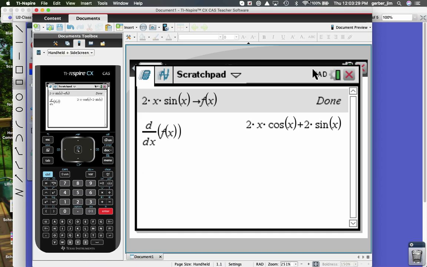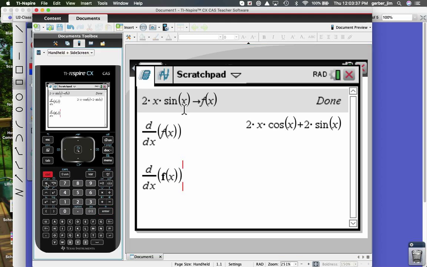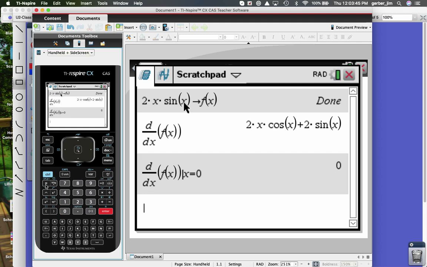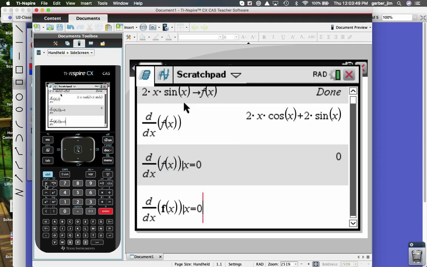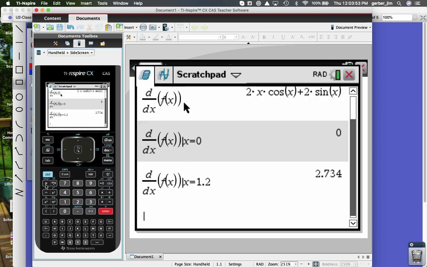Now if I want part a, I could just go up and get this and say, let's get the derivative of f of x, but let's get it when x equals 0. So I'm going to use my such that button here. Very useful command. I want this derivative such that x is 0, and I find out that it's 0. If I wanted the derivative somewhere else, at, say, x equals 1.2, it would tell me the derivative at 1.2.